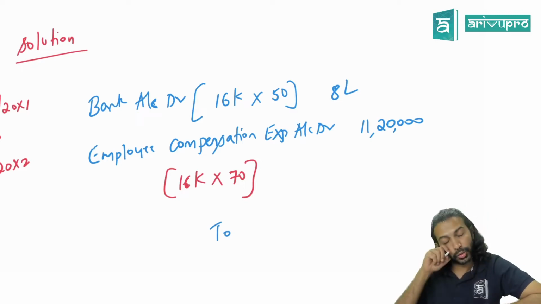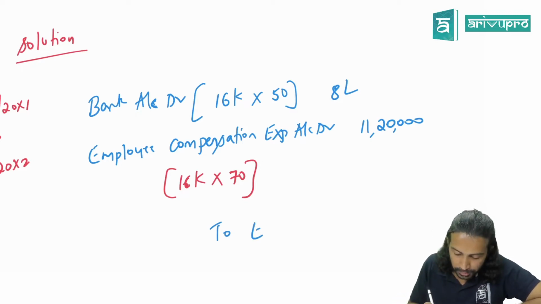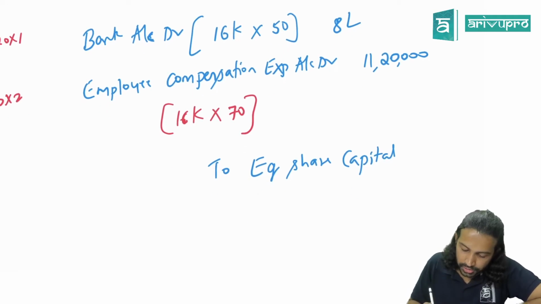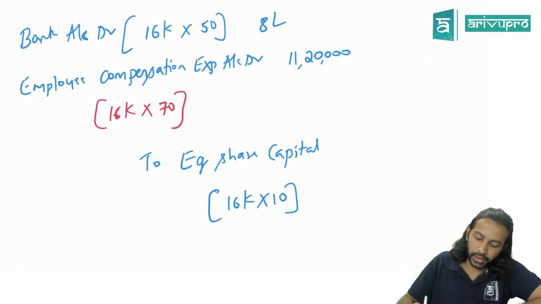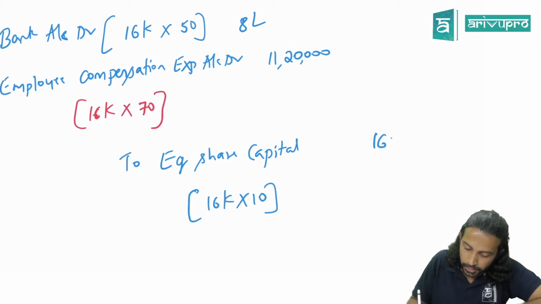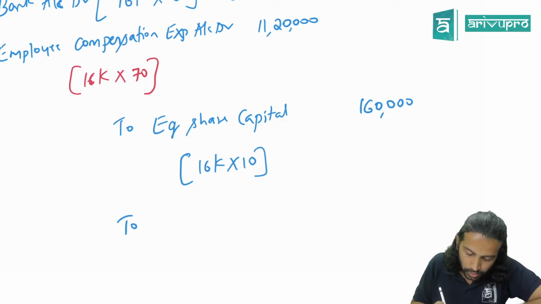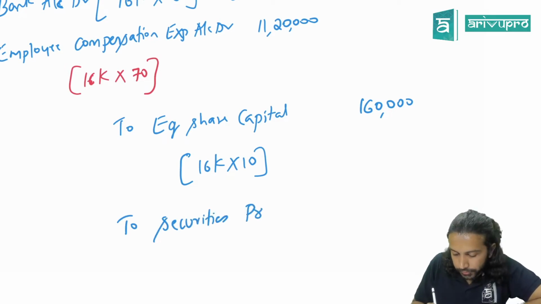What did the company issue here? Equity shares only. That means what will they credit? To equity share capital. Number of shares is 16,000. Each share's face value is 10 rupees. That means this will be 1,60,000. To what? To securities premium.